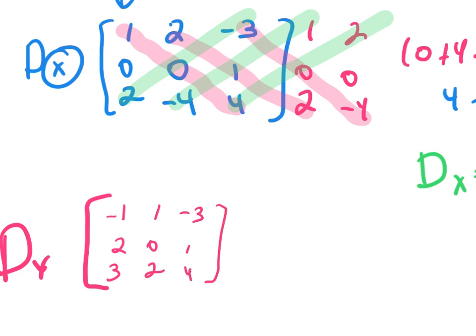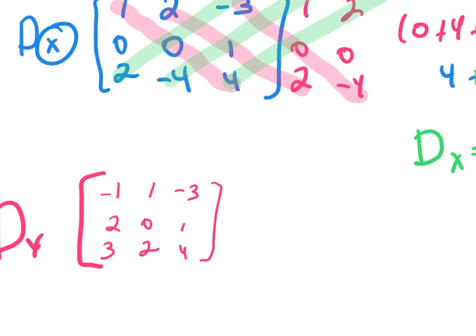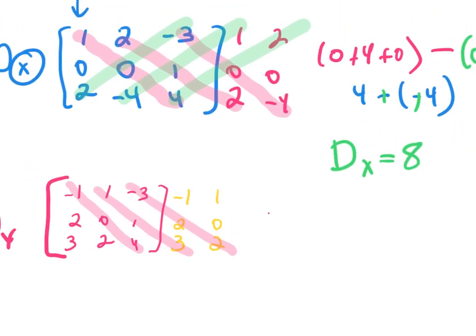So how do I solve this? What's the process? What do I start with? Recopy the first two. So negative 1, 2, and 3. 1, 0, 2. Major and minors, yes? So I have 1, 2, 3. What's negative 1 times 0 times 4? What's 1 times 1 times 3? What's negative 3 times 2 times 2? Negative 12. Minus.